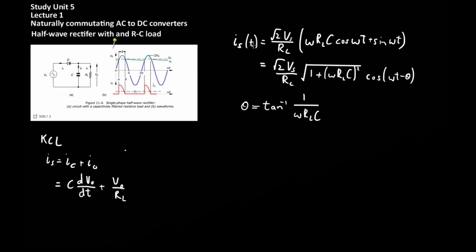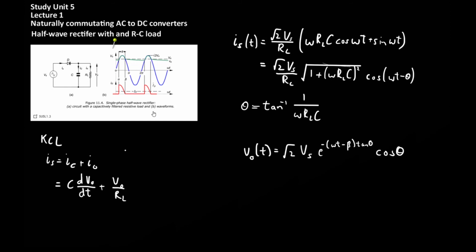Solving this equation gives I as a function of time as root 2 Vs, which is the amplitude of the source voltage, divided by the load resistance, multiplied by the square root of 1 plus (omega RLC) squared, multiplied by cos(omega t minus theta), where theta is arctan of 1 over omega RLC, which is the impedance of this network over here. Following some derivation steps from the reference text, the output voltage Vout of t is root 2 times the amplitude of the supply voltage multiplied by e to the minus (omega t minus beta) multiplied by tan theta times cos theta. And this will describe the output waveform seen here.